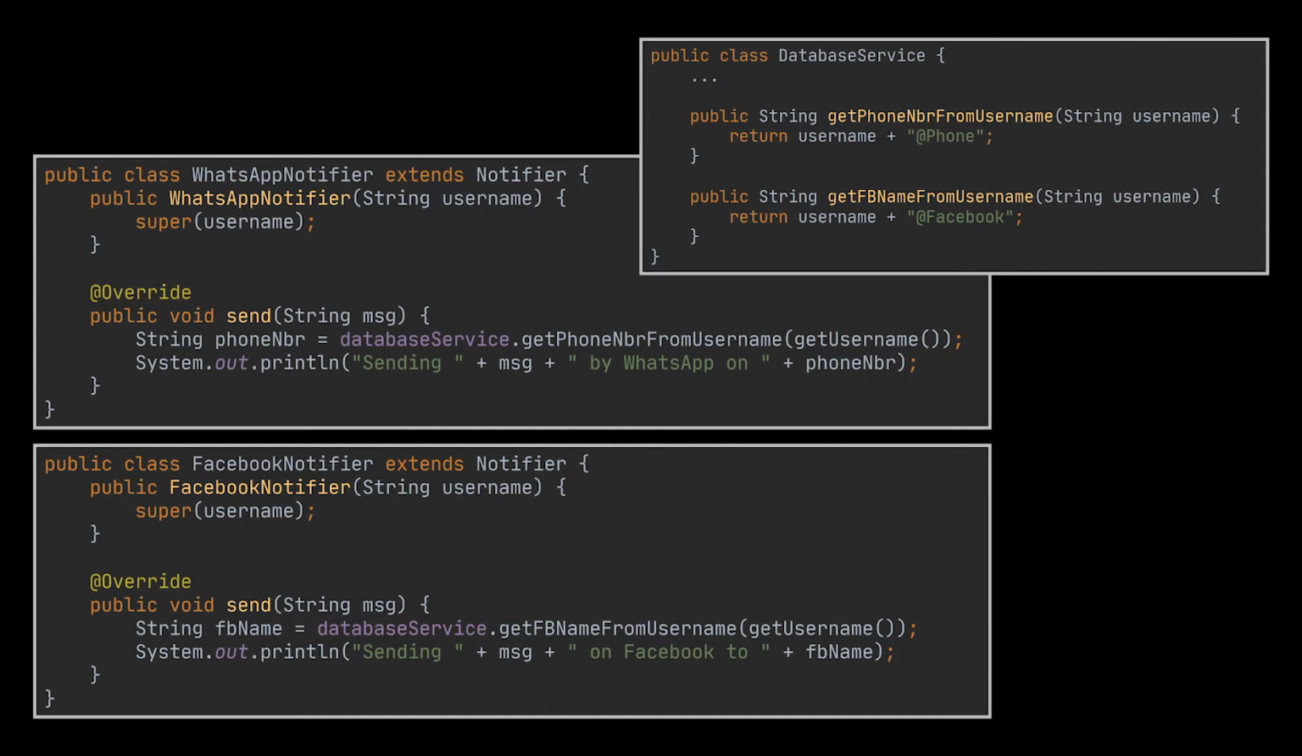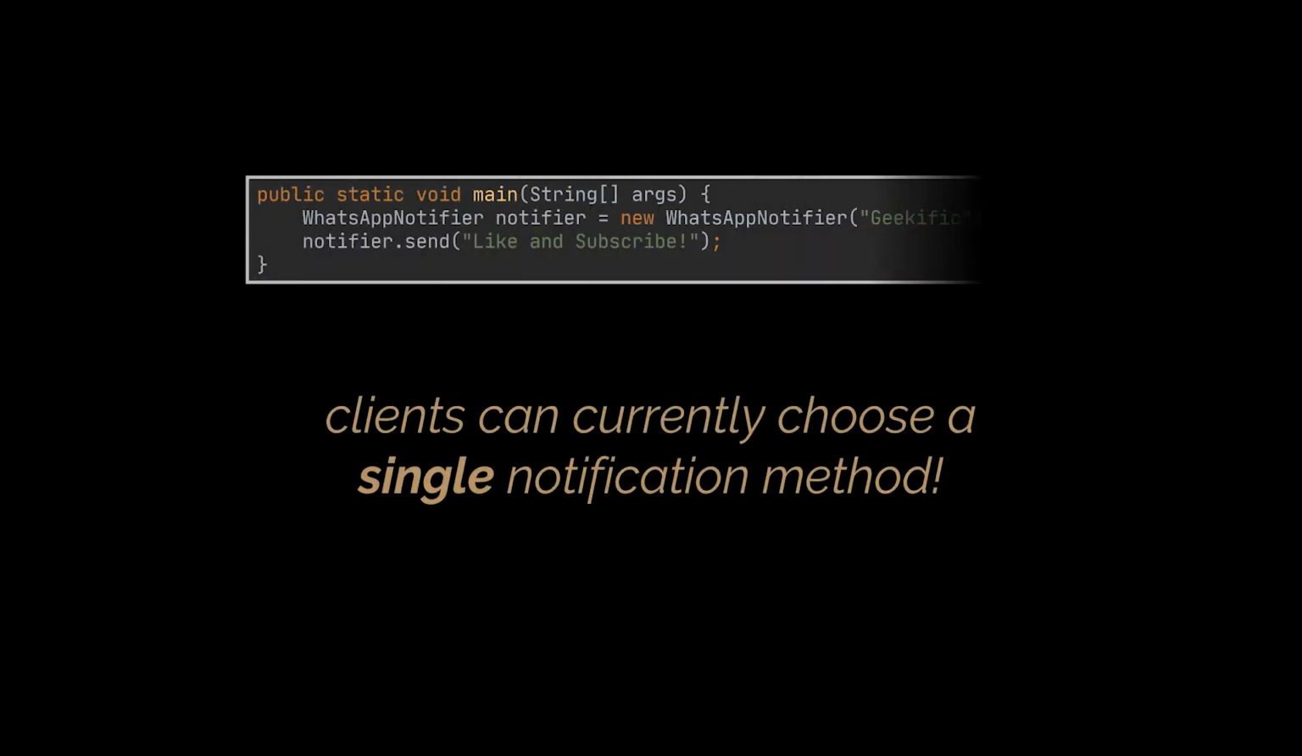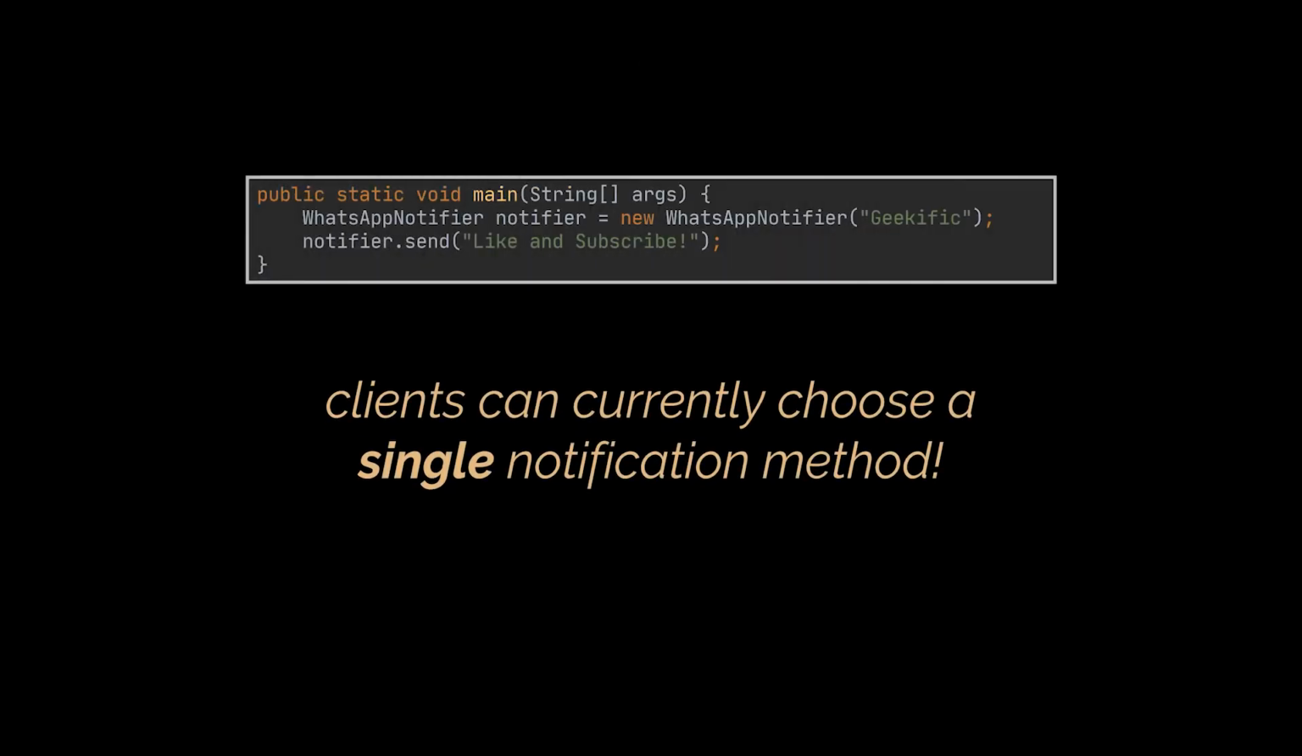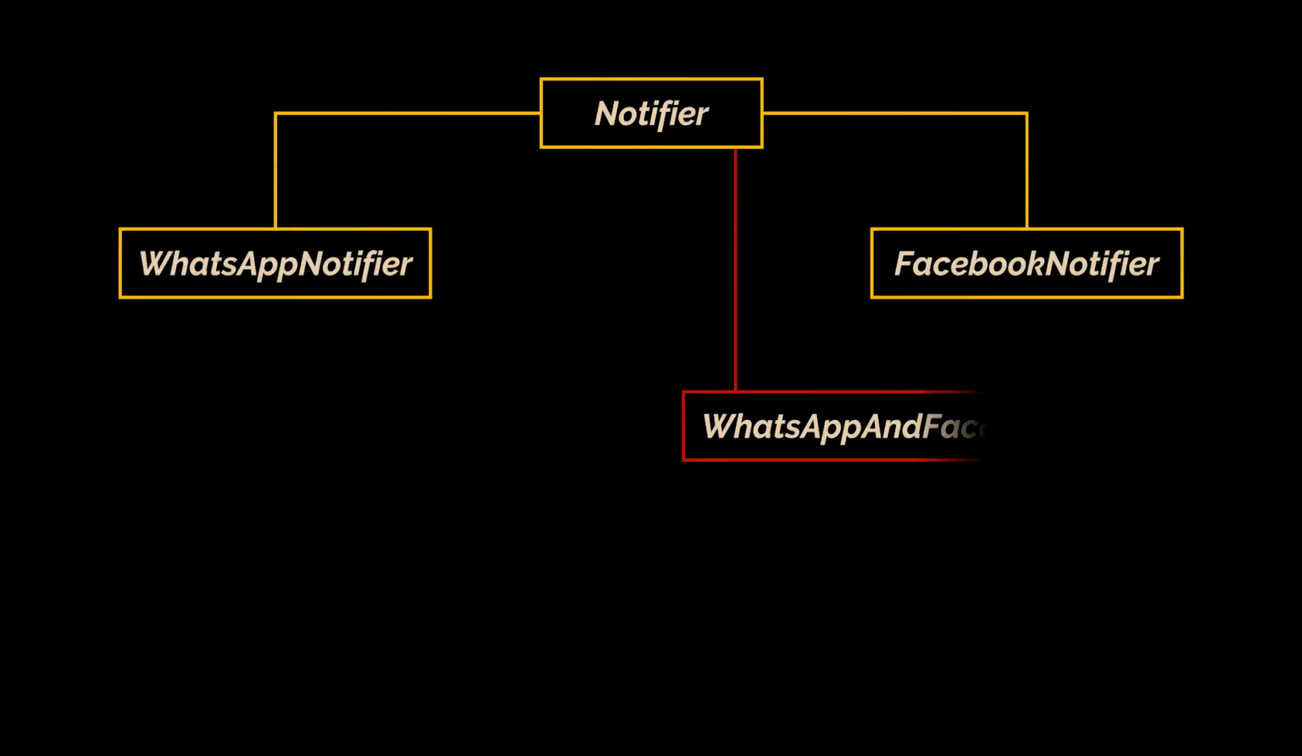Now, the client is supposed to instantiate the desired notifier class and use it while notifying a particular customer. However, one day, one of the customers approaches you politely and says, "Why can't I be notified via WhatsApp and Facebook at the same time?" Well, with the current design, the solution to this problem would be to create a new class that will notify this customer using both Facebook and WhatsApp.